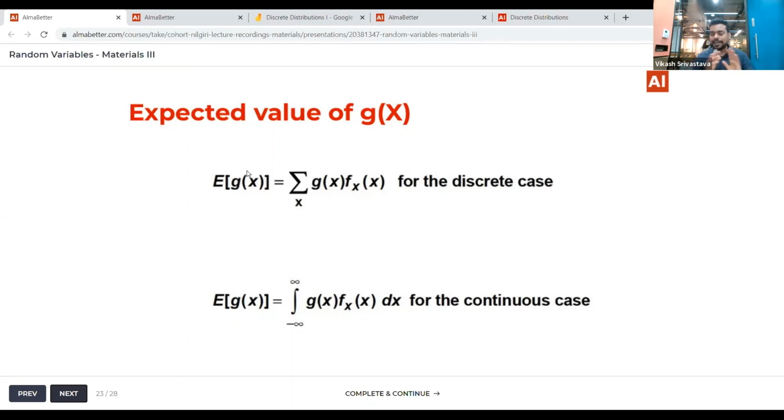You can put any function here, let's say the expectation of h(x). In the discrete case, it will be summed over all the possible values which small x can take, and the summation is over all terms consisting of g(x) multiplied by f(x), which is your probability mass function, or simply the probability distribution function. These are the PDFs for both discrete and continuous, and in this way we can find the expected value of any function. This is the concept we'll be utilizing in calculating the variance of a random variable.